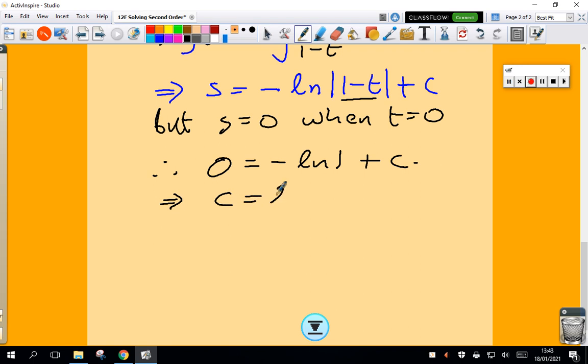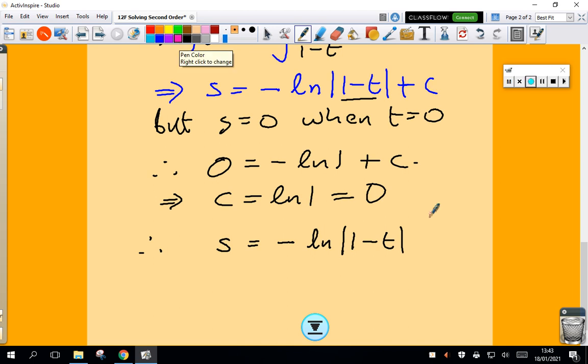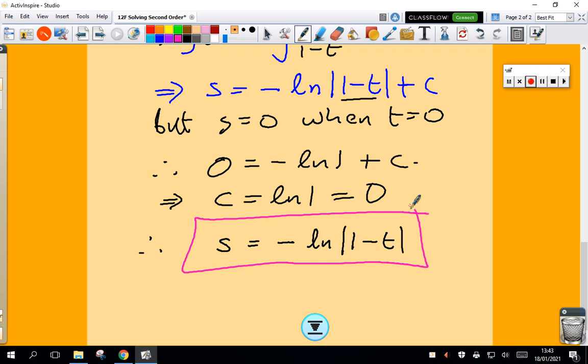Solving there, c is the natural log of 1. Remember, the natural log of 1 is the exponent to which e is raised in order to get 1, so that's equal to 0. The natural log of 1 is 0. I'm finally ready to write my final answer here. Therefore, s is equal to the negative of the natural log of the absolute value of 1 minus t plus 0, and that's my final answer. Okay, so that's just a second example using v substitution.